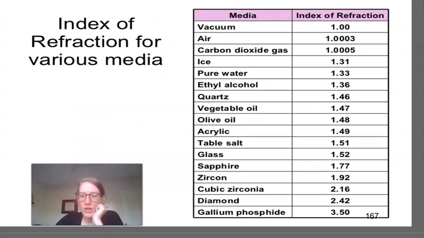All right, so regardless, that is a very, very great number from 1. Again, vacuum, that's absolutely no particles or very, very few, is 1. Air is a little bit more. Carbon dioxide gas, a little bit more, but barely, that's important because our air is filled with a lot of carbon dioxide and nitrogen gas, and it's still about 1. Ice, a little bit thicker. Quartz, vegetable oil. Okay, so you get the gist.